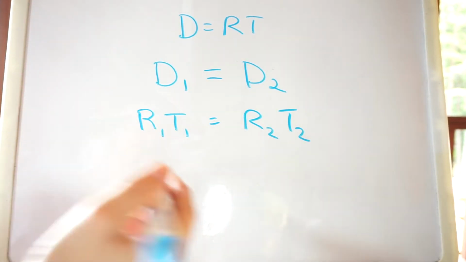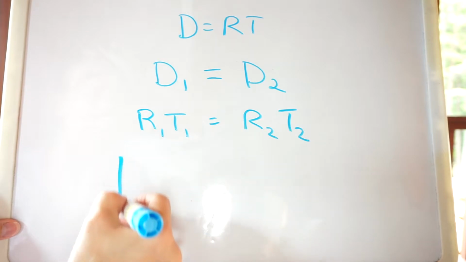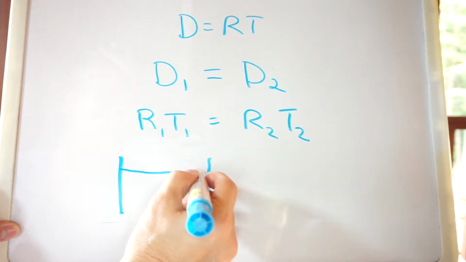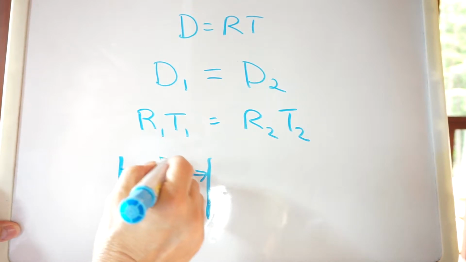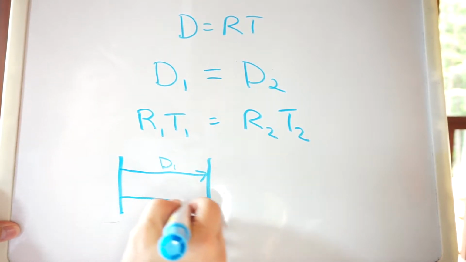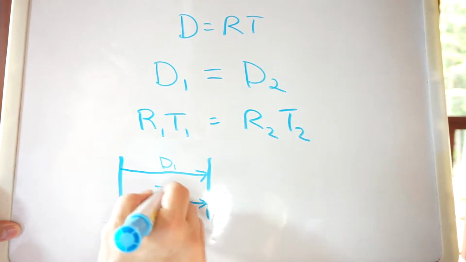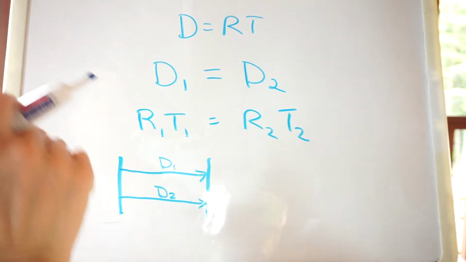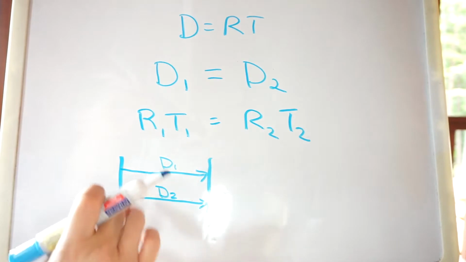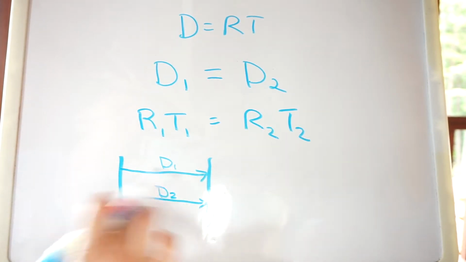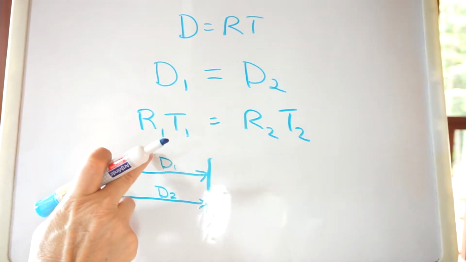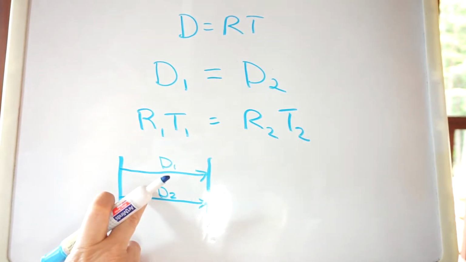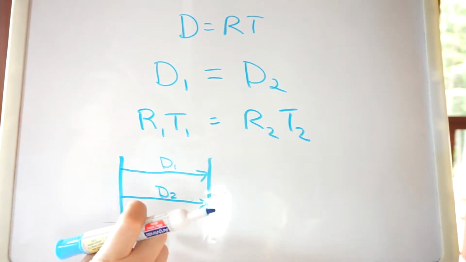And two ways that this can look is if we have two objects, they start at the same place and they end at the same place. So that's distance 1 and that's distance 2. So you can have a word problem that states that two trains left from the same place, they traveled the same distance, they give you the rate and the time of this one and maybe just the rate or the time of this one, and you have to solve for the other.